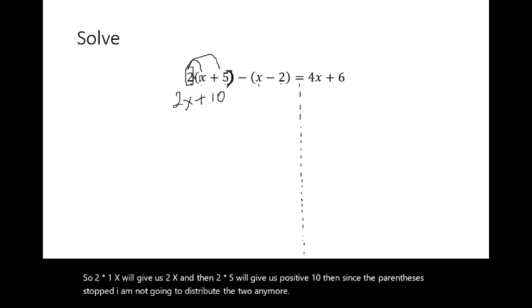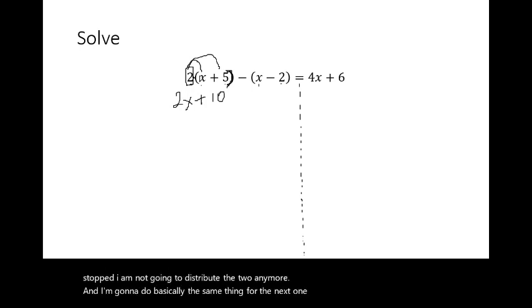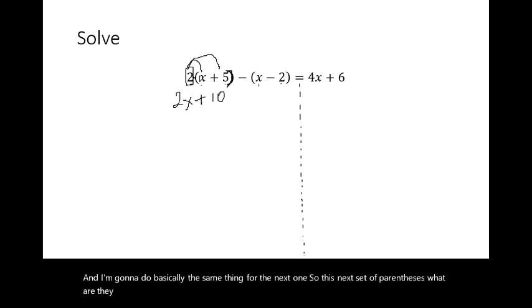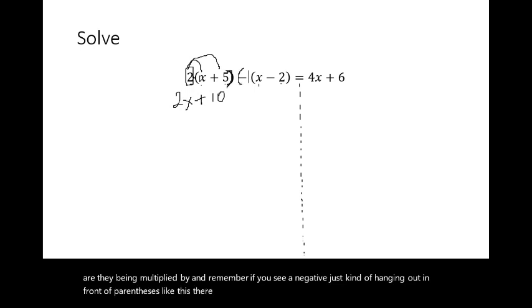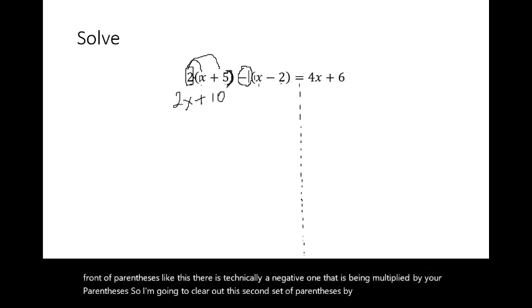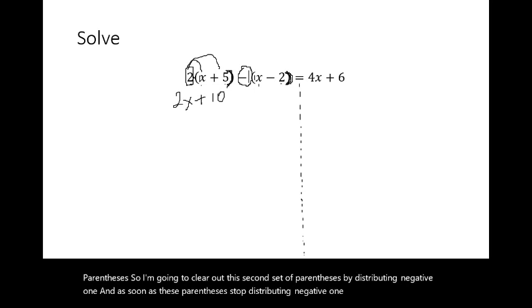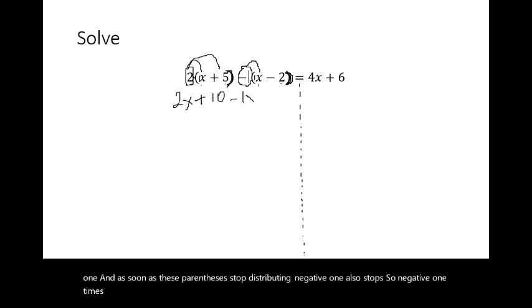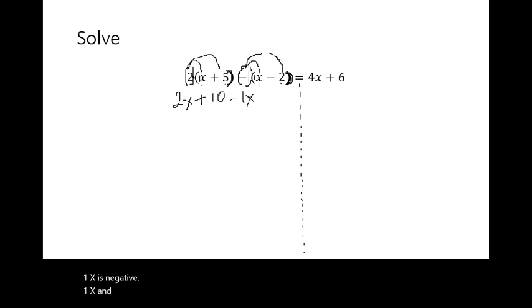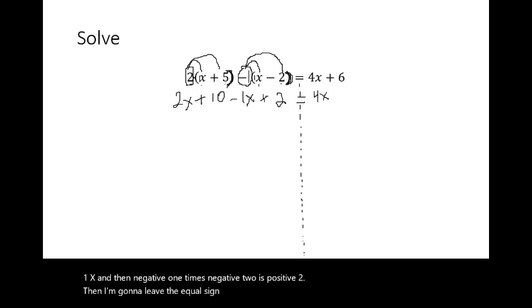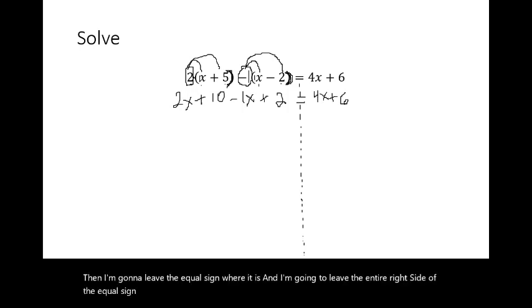And I'm going to do basically the same thing for the next one. So this next set of parentheses, what are they being multiplied by? And remember, if you see a negative just kind of hanging out in front of parentheses like this, there is technically a negative 1 that is being multiplied by your parentheses. So I'm going to clear out this second set of parentheses by distributing negative 1. And as soon as these parentheses stop, distributing negative 1 also stops. So negative 1 times 1x is negative 1x, and then negative 1 times negative 2 is positive 2. Then I'm going to leave the equal sign where it is, and I'm going to leave the entire right side of the equal sign alone, and I will get to that later.